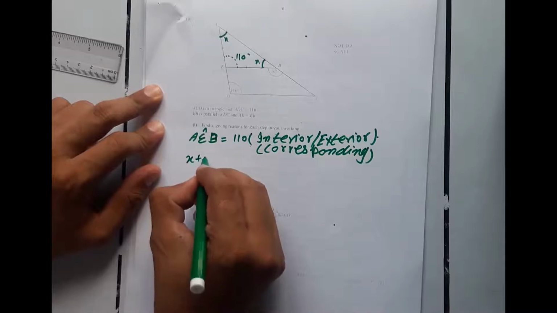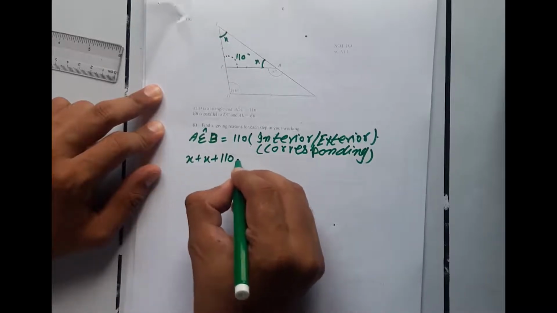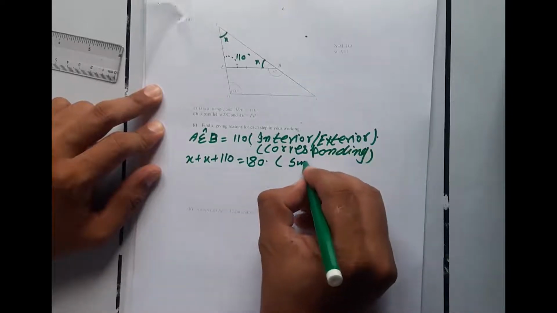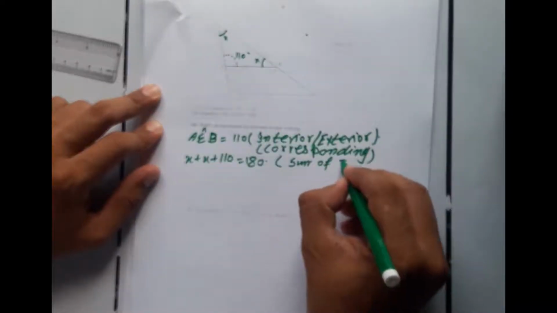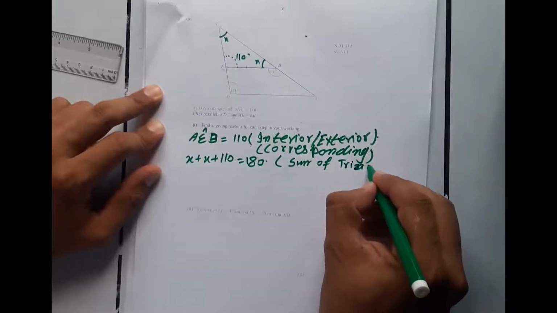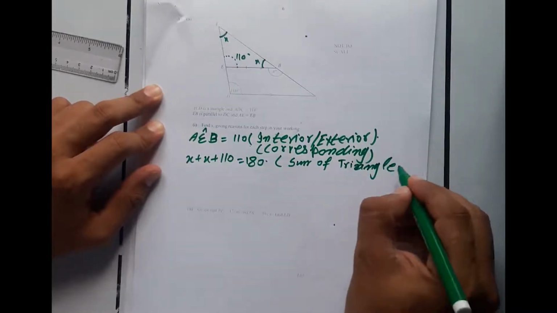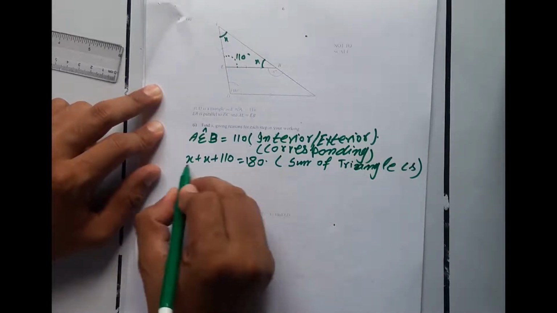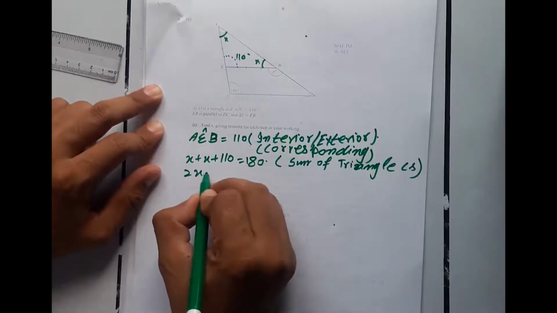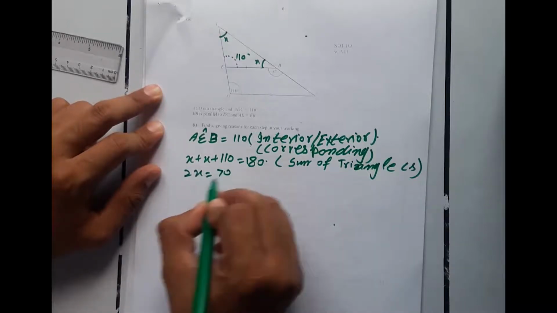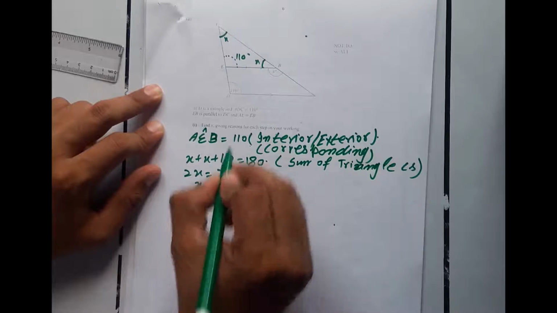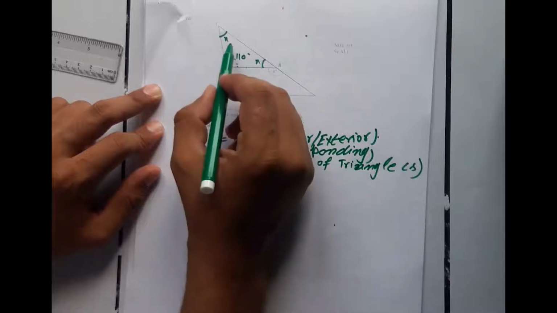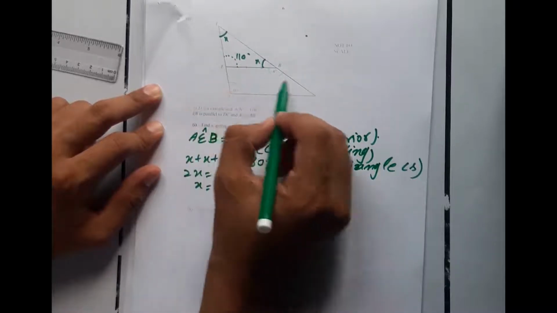So x plus x plus 110 is equal to 180, sum of triangle angles. Now x plus x is 2x. 110 will be subtracted from the other side. 180 minus 110 is 70. So x will become 35. x is 35. We have to find this x, not this x.